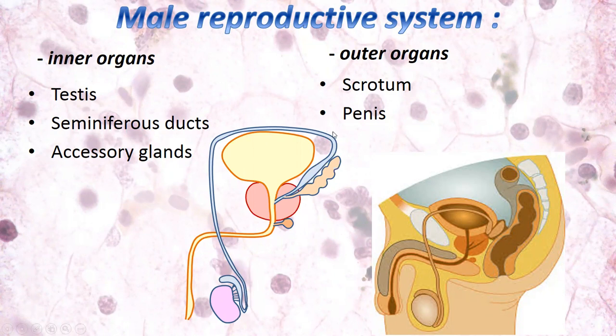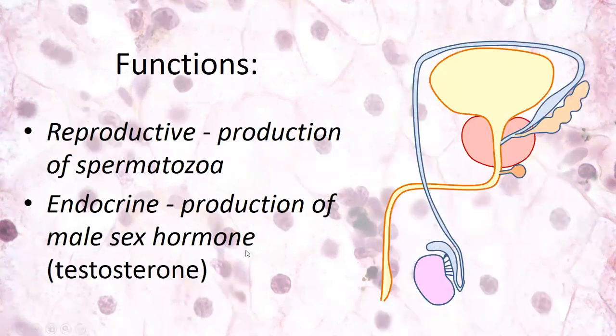Seminiferous ducts carry spermatozoa from the testis to the outer environment, and there are also accessory glands: seminal vesicles, the prostate gland, and bulbourethral glands, which produce different fluids and help in the movement of spermatozoa. Today we'll talk mainly about the inner organs of the male reproductive system and their histological structure.